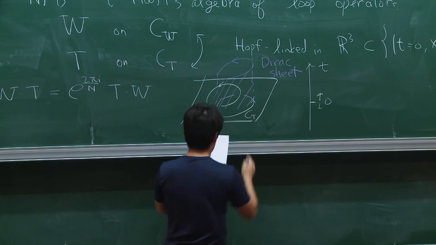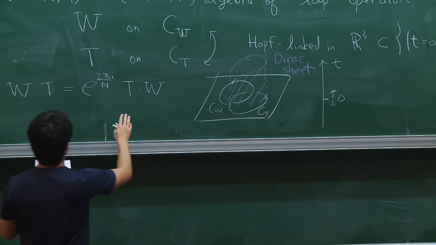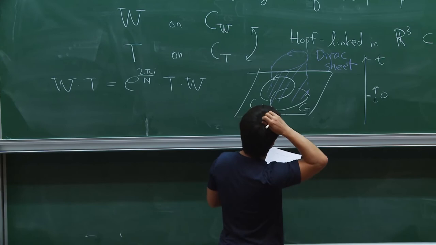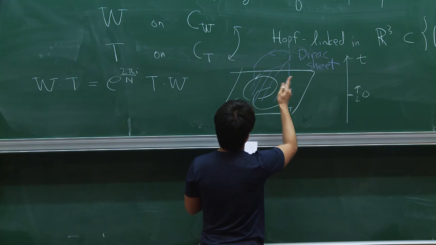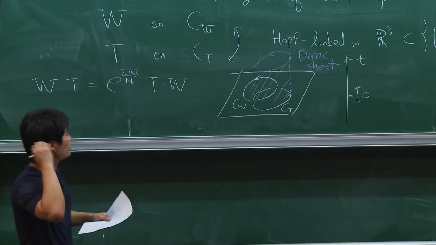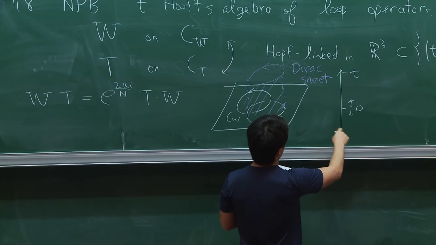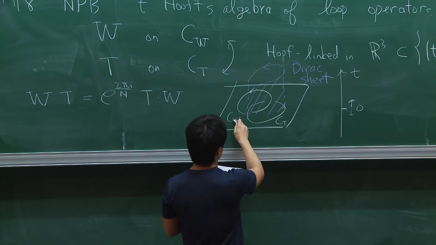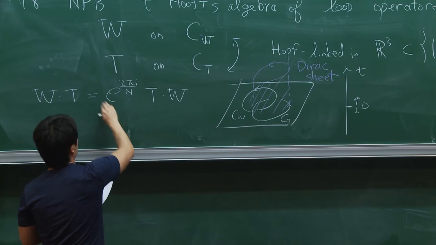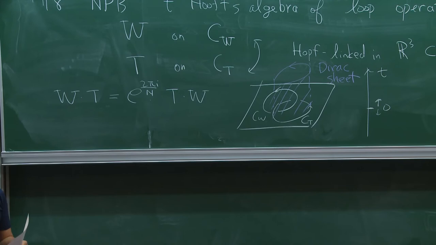Now I can even explain how to get this algebra. The Dirac sheet is a sheet of Dirac string, and when the Wilson loop goes around the Dirac string, you get a phase factor, and that's the origin. If the Wilson loop is placed at a time earlier than the Tolle loop, then there is no phase. But if the Wilson loop is placed after time equals 0, then it picks up an extra phase. That's how you get this Tolle algebra.